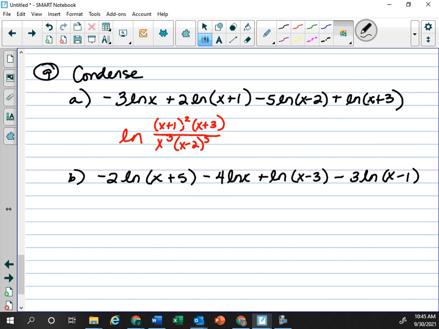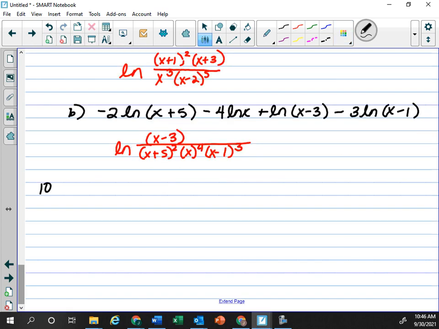Okay, do we feel like we have it? All right, let's see. Natural log. Looks like I only have one thing in my numerator this time, just x minus 3. And then I've got a whole bunch of stuff in the denominator. I've got x plus 5 squared, an x to the 4th, and an x minus 1 cubed. Condensing. We get it? Okay.